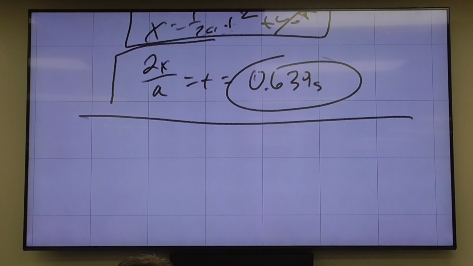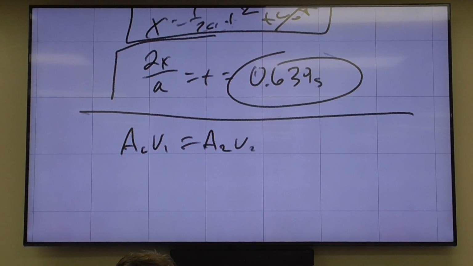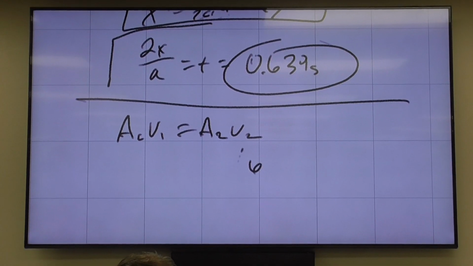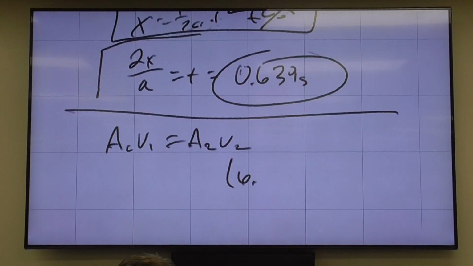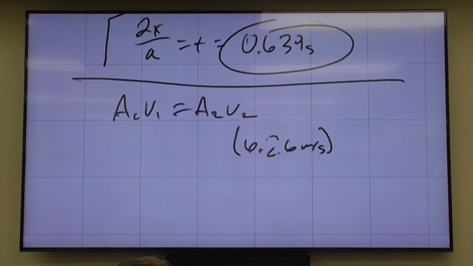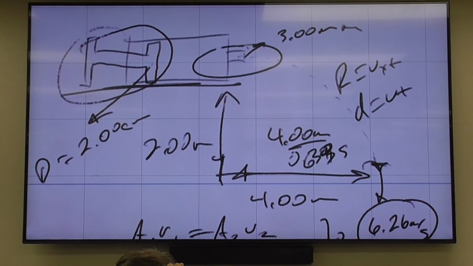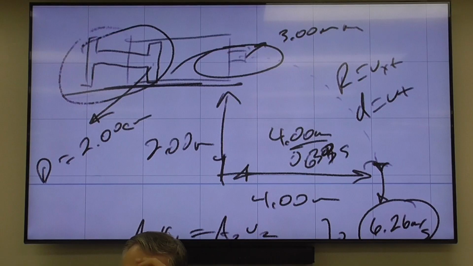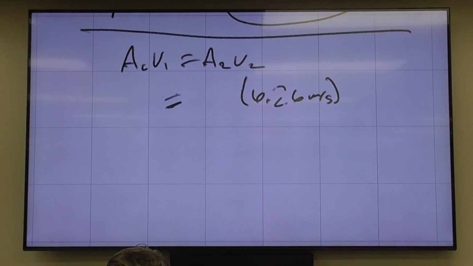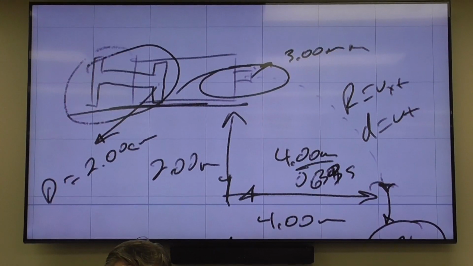Now we can come down here and go area 1, velocity 1 equals area 2, velocity 2. So now we've got the second velocity, which is going to be 6.26 meters per second. Now, how are you going to calculate the cross-sectional area of the end of that syringe? Pi r squared. Now let's just write that as pi r squared. That's going to be pi, and then you're going to have 3 millimeter.